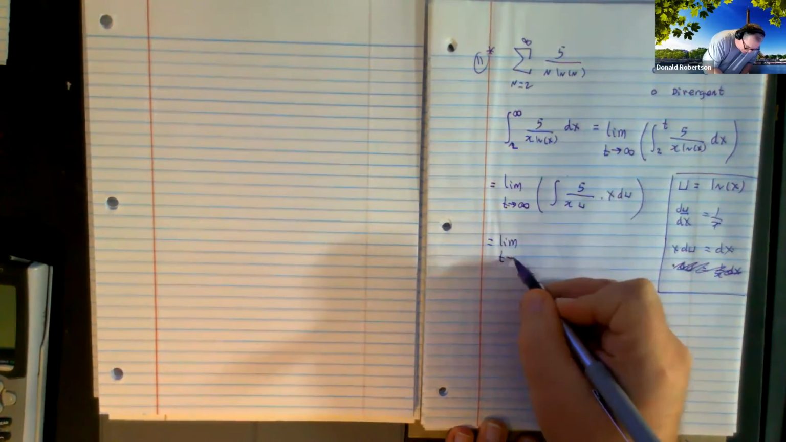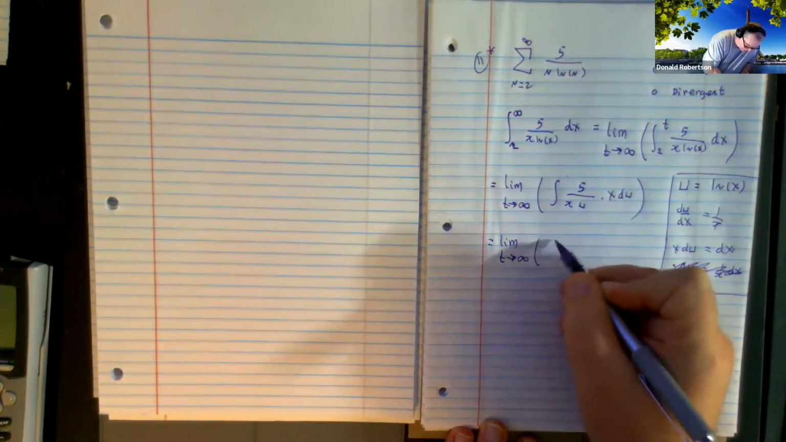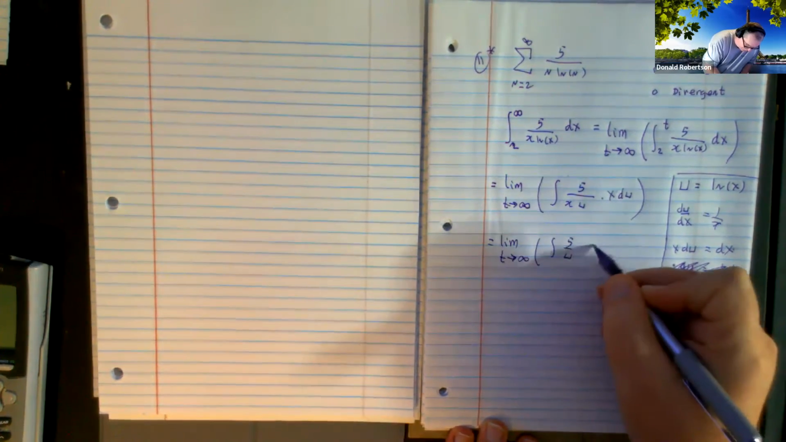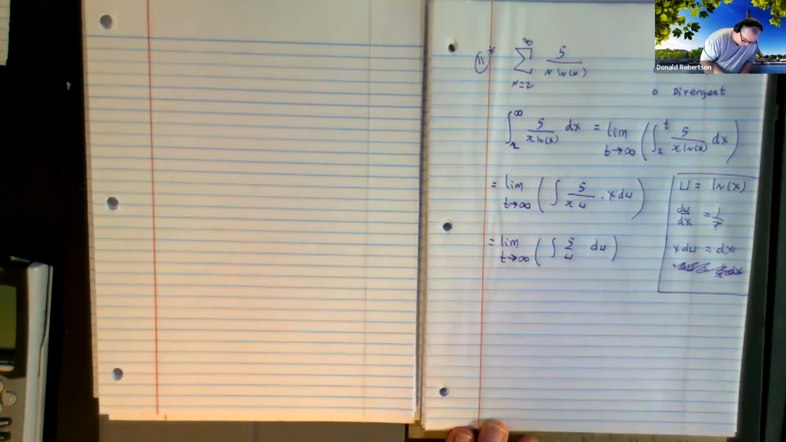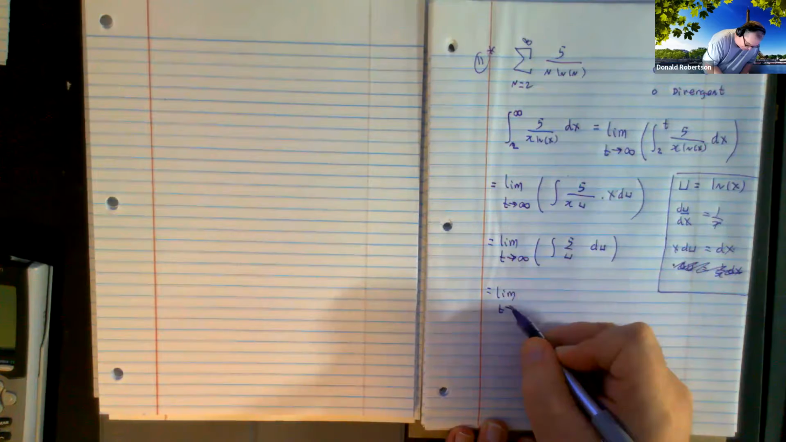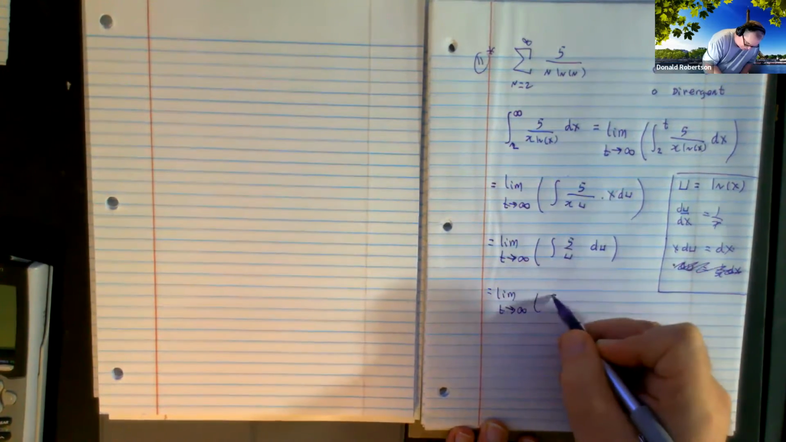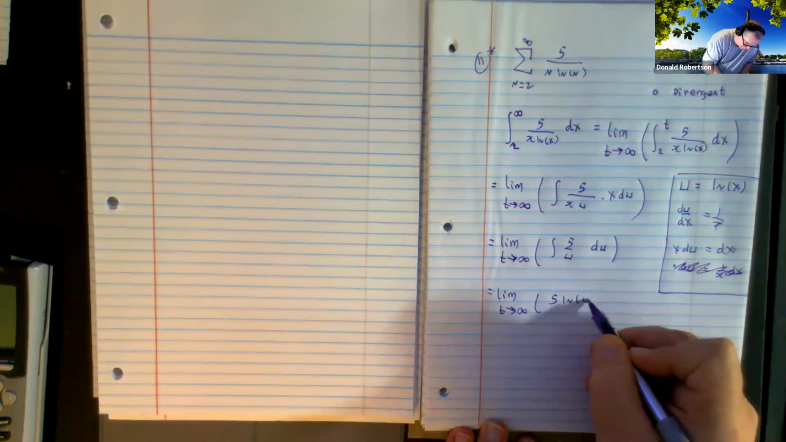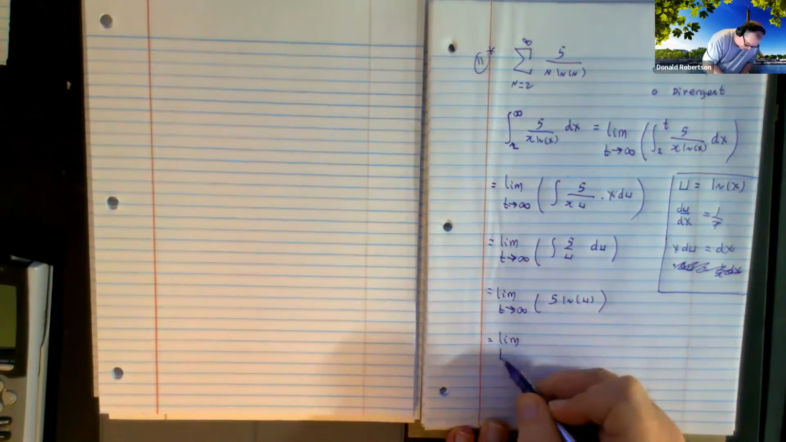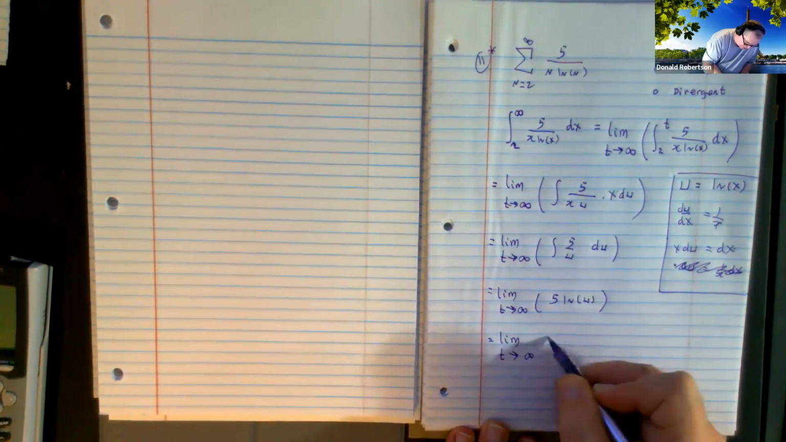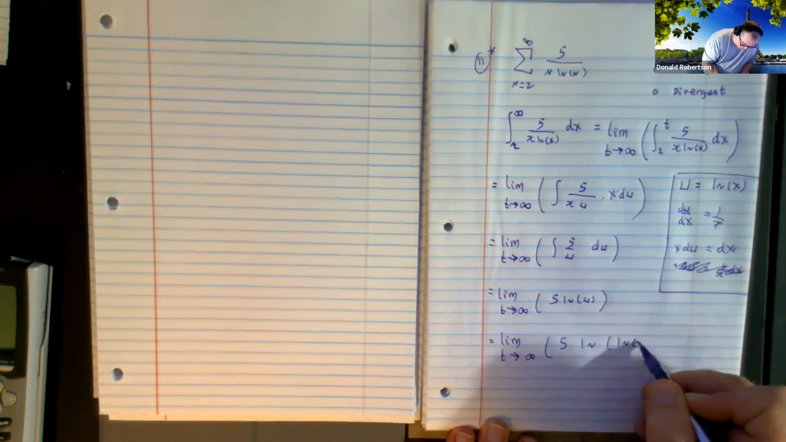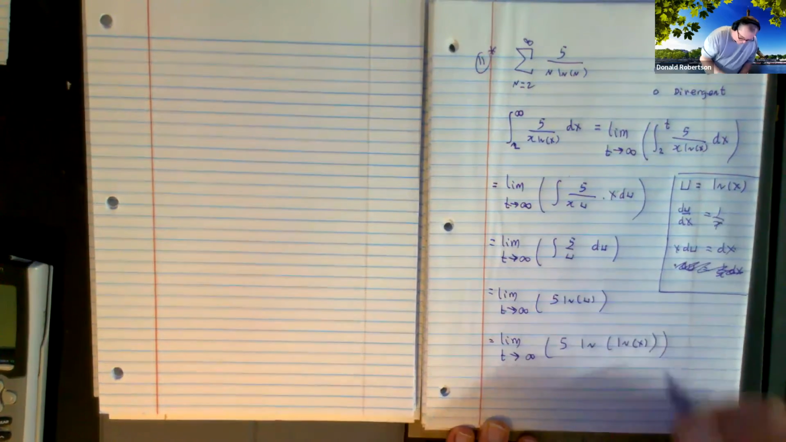So we have the limit as t tends to infinity of cancel, 5 over u du. And that becomes the limit as t tends to infinity of 5 times the log of u. And that becomes, as t tends to infinity, 5 times the log. And u is a log, so it's a weird one. It's a log of a log.